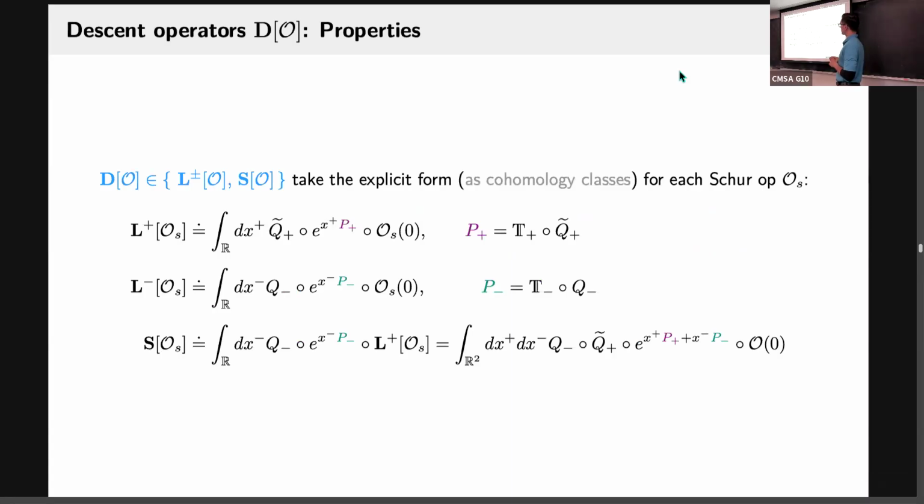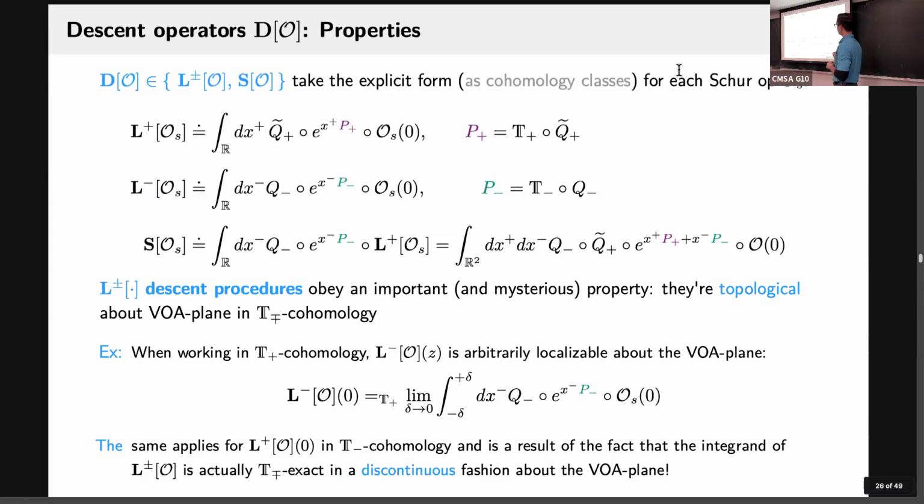So at the end of the day, after you go through the whole song and dance of applying this descent procedure, this is the output. What I'm writing here is a generic form of each descent operator from the descent web I showed you in the intro, constructed from a given Schur operator at the origin. After the next slide, it'll become more transparent why these things are defined in this way and where they come from. But all I would like to say now is that as cohomology classes, these are just particular representatives that one can take, and they're nice representatives.